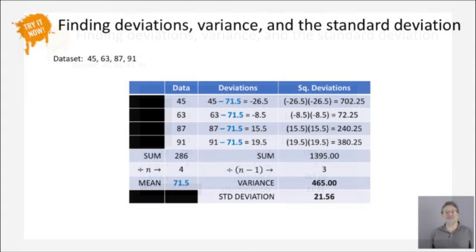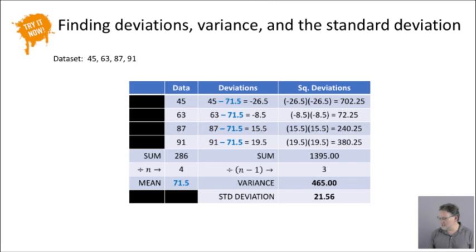Welcome back. Well, hopefully this procedure was pretty familiar here. We took our 4 data points, we added them together to get the sum of 286, divided then by 4 to get a mean of 71.5. We then subtracted each one of those data values from that mean to get deviations, negative 26.5, negative 8.5, positive 15.5, and positive 19.5. You'll notice actually that squaring all of those deviations makes it so that they're all positive now when we square them. So you can see those are all positive numbers now in the squared deviations column.